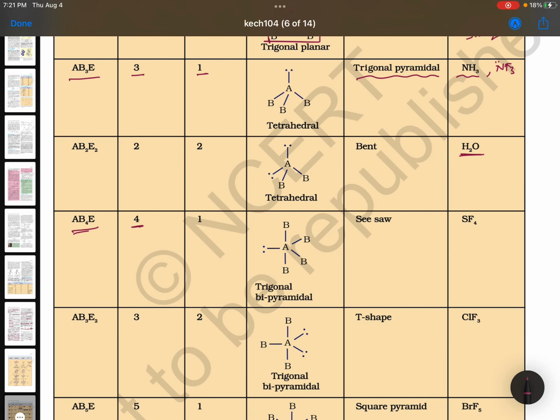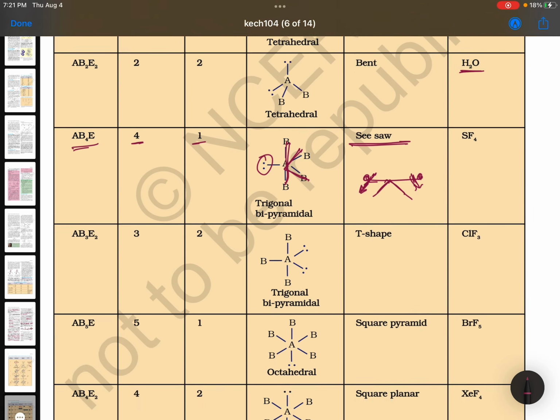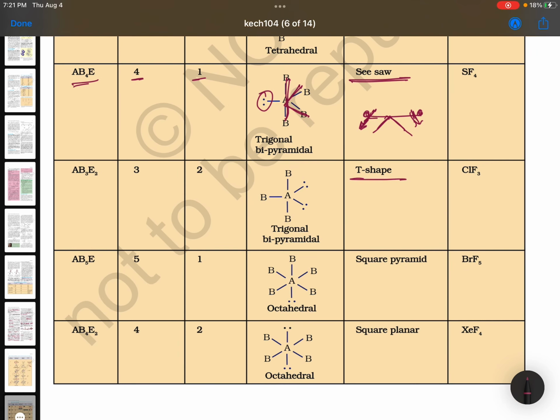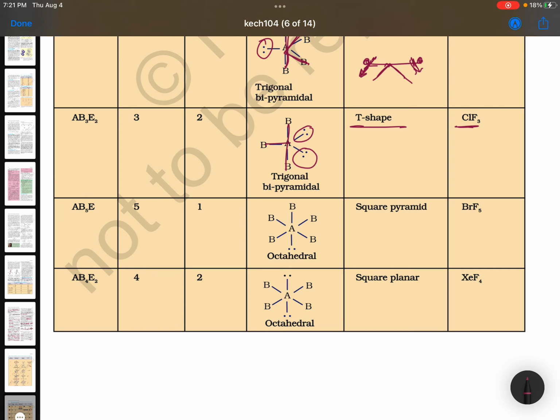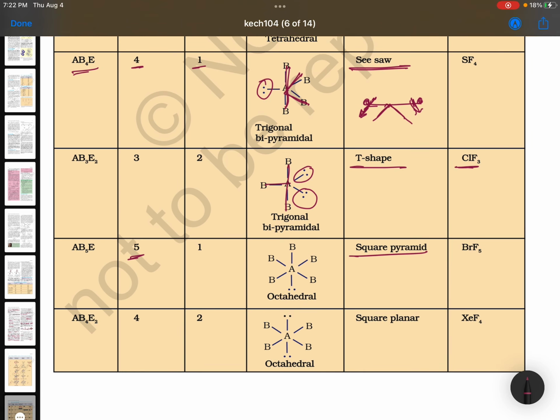AB4E, 4 bond pairs, 1 lone pair, this is the lone pair, so this is the remaining shape, this shape is seesaw. Seesaw, in school you will have played, you are sitting here, your friend is sitting here, if your friend is heavy, it will go down, otherwise you can push with some force and play with this, that is seesaw, yes, exactly seesaw. AB3E2, T shape, you see this is T shape, these are lone pairs, so this is T. ClF3 is the example. And one more you can add, AB2E3, XeF2, linear shape, XeF2 is the example.